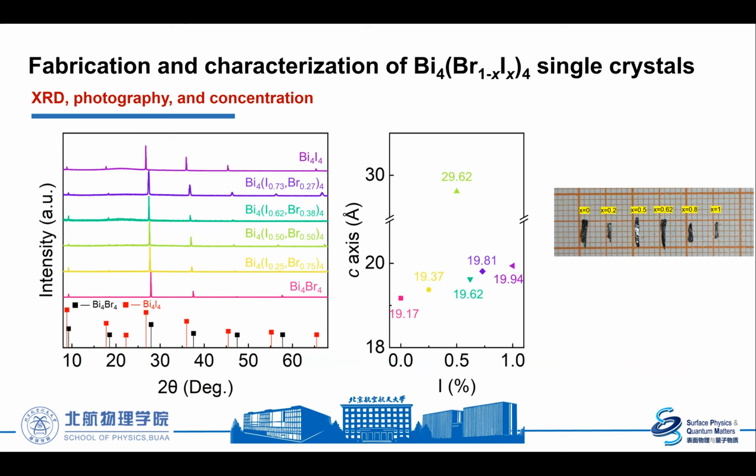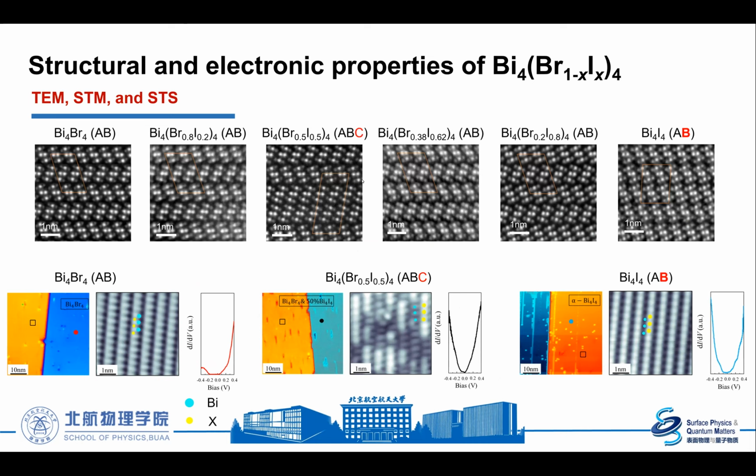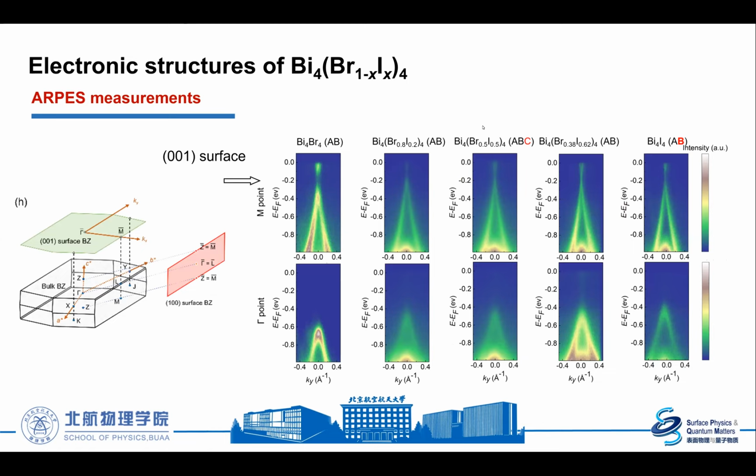Okay, then we did the ARPES measurement for the different samples. For the 001 surface, we see that the gap size is decreased with the increment of iron concentration. And for the three-layer cases, the gap is almost closed, but still there is a small, tiny gap. And for the bismuth, when the iron concentration reaches around 62%, the gap is closed. And then with the further increment of iron concentration, the gap is reopened, which may correlate to the topological phase transitions in this part.